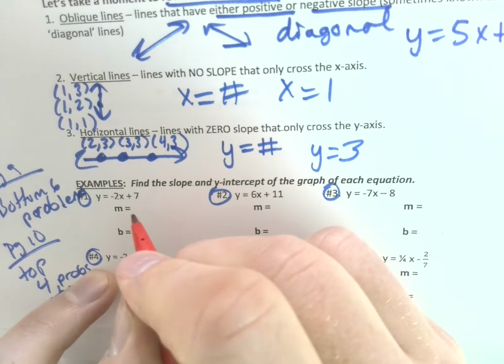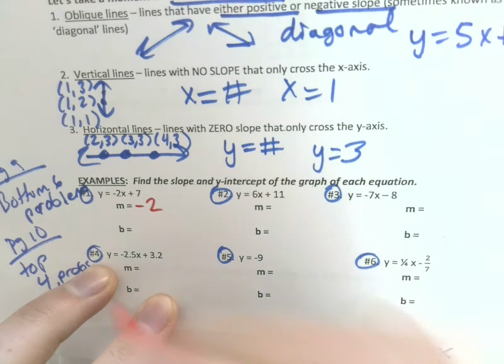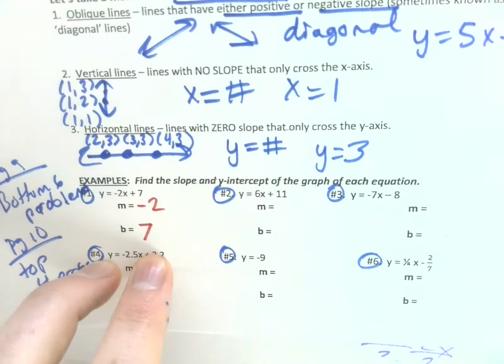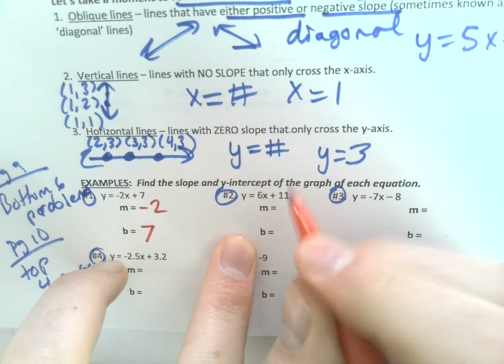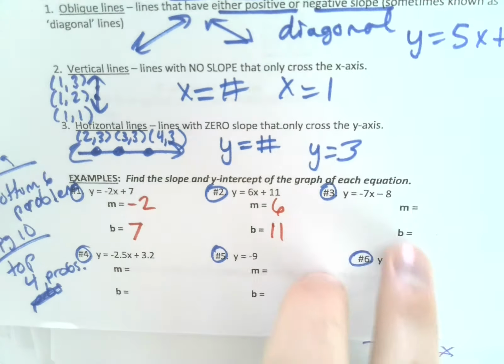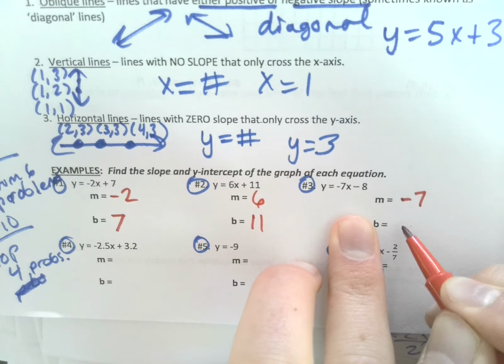Oh, I got it. It was -2, yep, and B was 3. B was 7, right? Why'd I put 3? I don't know. That's okay. How about number 2? Slope is, I got, M was 6, yep, and then B was 11, okay.